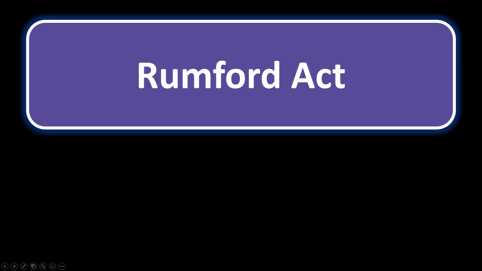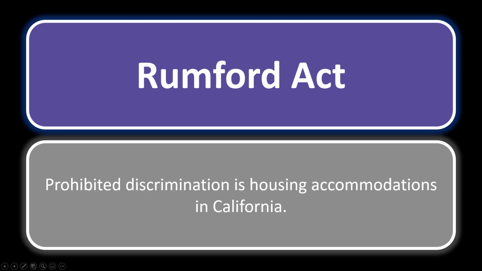Rumford Act. Well, when you think of Rumford, you should be thinking of fair housing and a California level housing act. And so this is on a state level. And what does Rumford Act do? Well, Rumford prohibits discrimination in housing. So for instance, renting, selling, buying of homes. Discrimination is prohibited, and that is in California. So prohibited discrimination in housing accommodations in California.